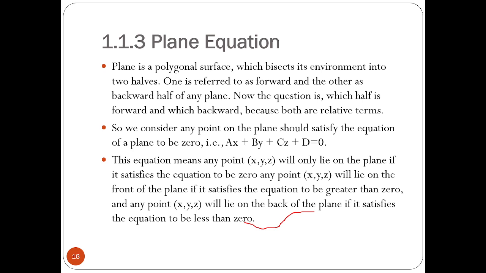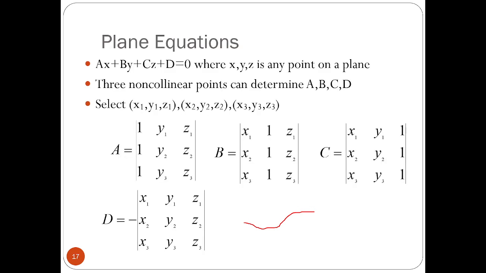So the equation is ax plus by plus cz plus d equal to 0, where x, y, z is any point on the plane. From three non-collinear points, a, b, c, d can be determined: x1 y1 z1, x2 y2 z2, x3 y3 z3. A is the determinant of rows 1 y1 z1, 1 y2 z2, 1 y3 z3. B is the determinant of x1 1 z1, x2 1 z2, x3 1 z3. C is the determinant of x1 y1 1, x2 y2 1, x3 y3 1. D equals minus the determinant of x1 y1 z1, x2 y2 z2, x3 y3 z3.